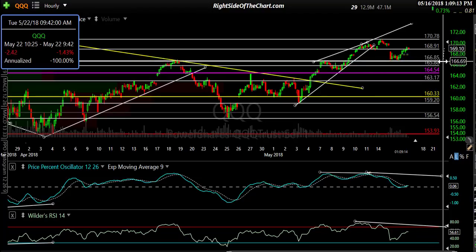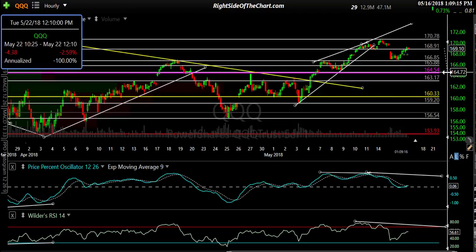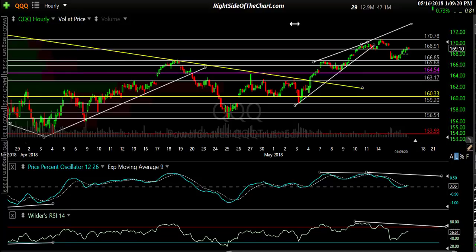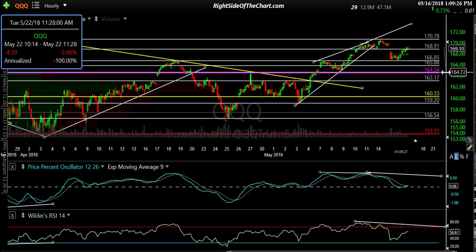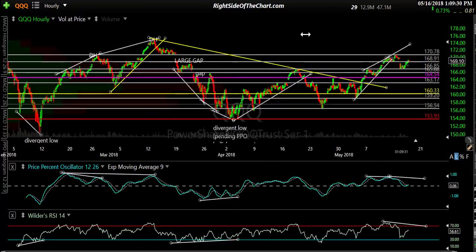If you get stopped out, you lose a half a point or a point, but you have the potential to make 3 points, or at least on QQQ, I'm sorry, that's about 2.6% downside there. 2.7% or so. So not a bad risk reward setup there.